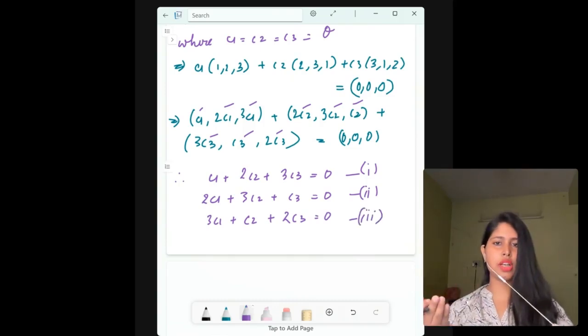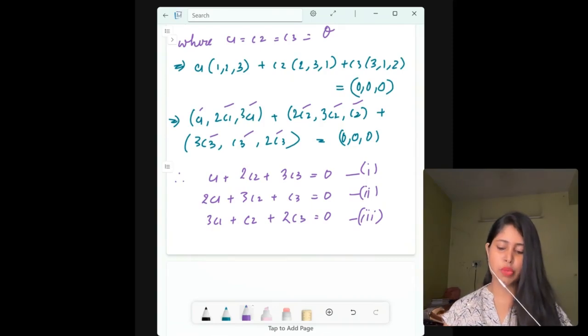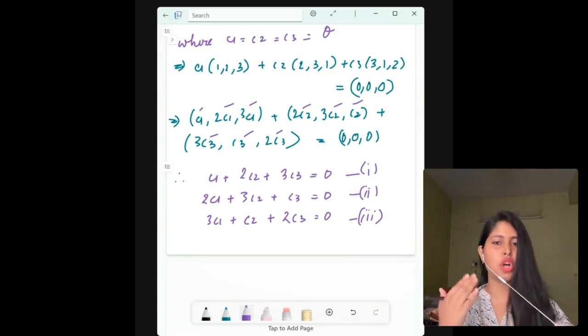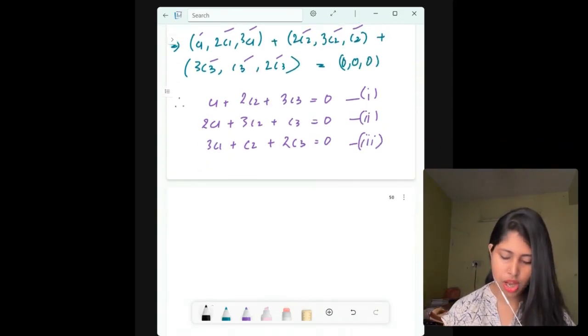Now if you look at these equations very carefully, if you add up all three equations, all the coefficients will be 6. See, c1 plus 2c1 plus 3c1 is 6c1. Then 2c2 plus 3c2 plus c2 is again 6c2, and c3 plus c3 plus 2c3 is 6c3. So if you add all three equations, you can directly get a relation for c1 plus c2 plus c3, which equals 0. Let me show you.